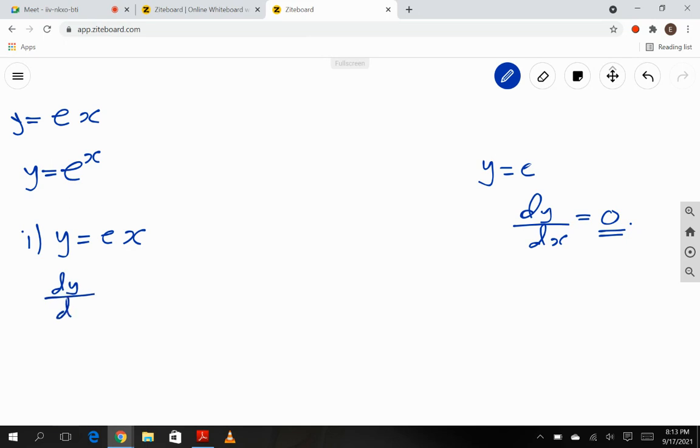If it's a constant, meaning that your derivative is going to be what? It's going to be e.